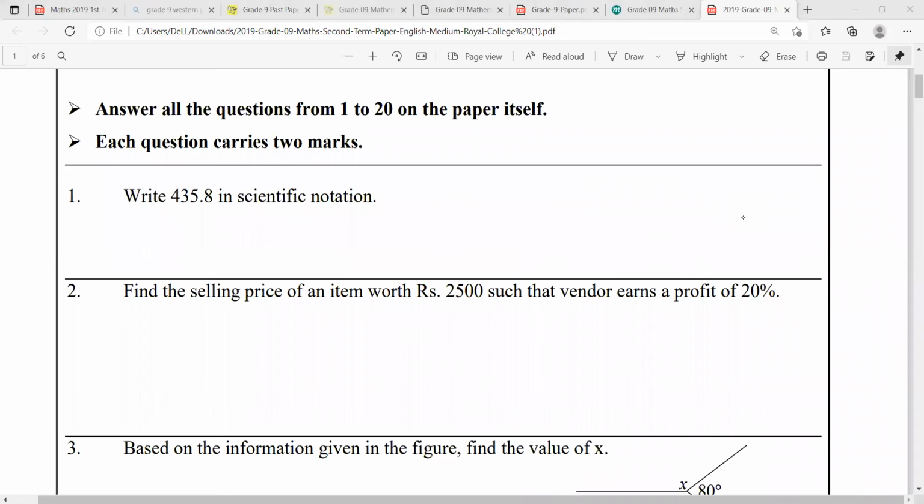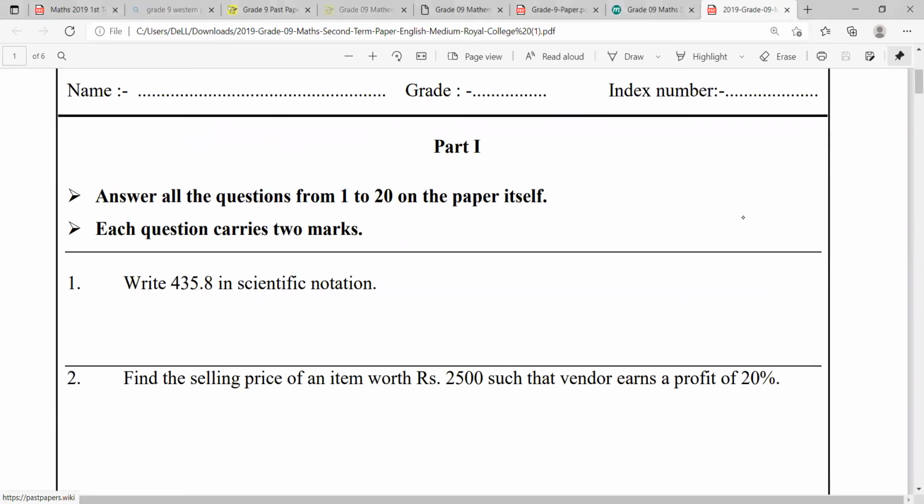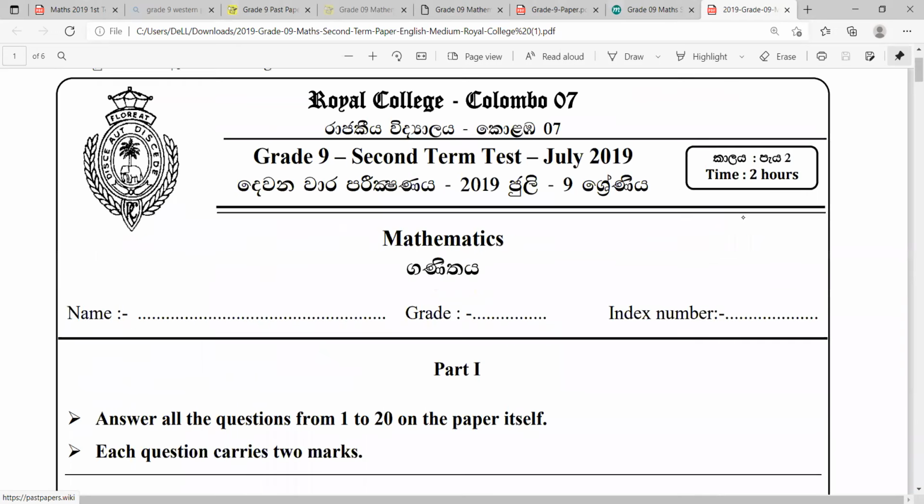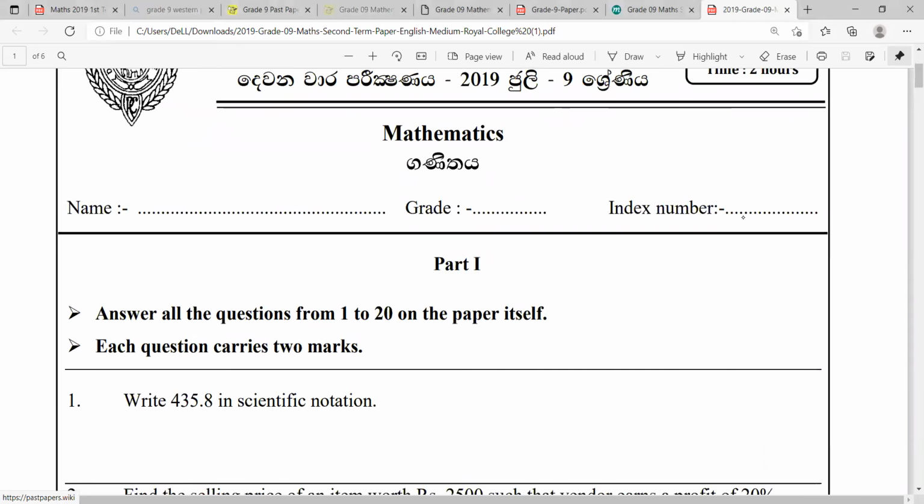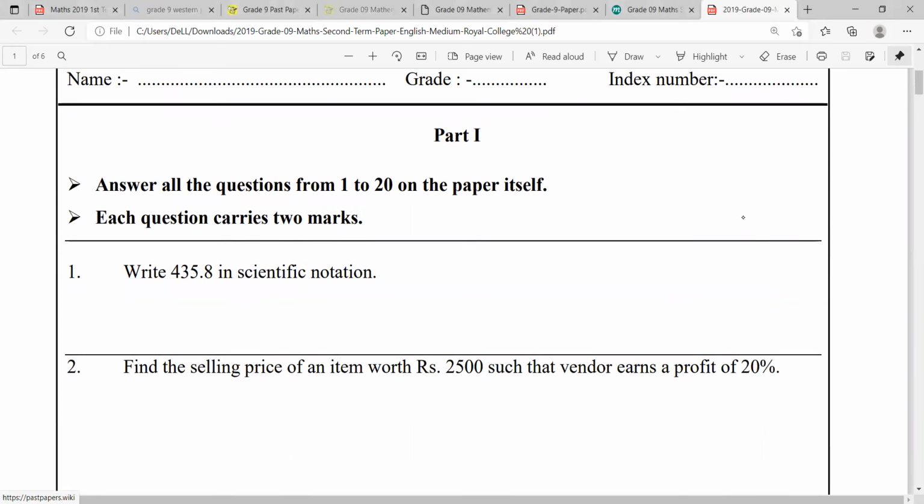First, you have to read the question well, and you have to read the paper before starting to answer. You have to answer all the questions, 1 to 20 on the paper itself. Each question carries 2 marks. So we'll try to answer these questions, right?